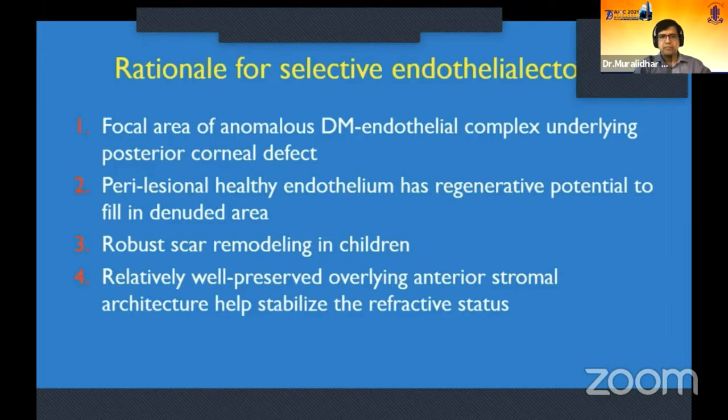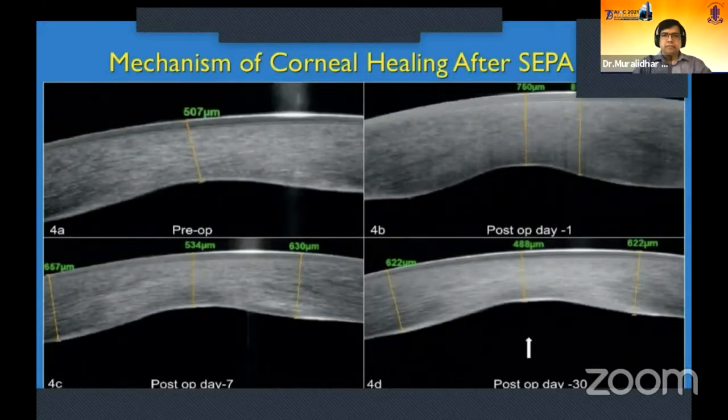Once we remove that anomalous layer, the perilesional healthy endothelium tends to regenerate and fill the denuded area, leading to the resolution of the corneal edema. And also robust scar remodeling in children, together with overlying well-preserved anterior stromal architecture, helps in the rehabilitative journey of a child. We documented the postoperative healing response after SEPA using high-resolution anterior segment OCT.